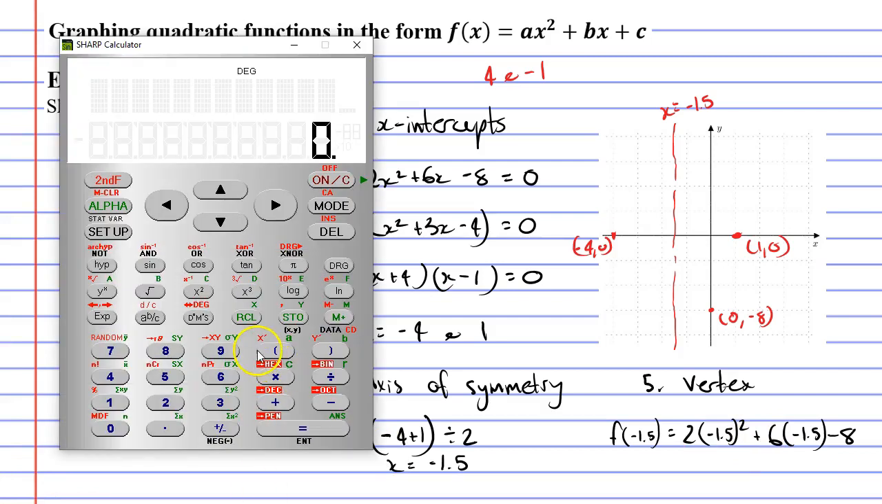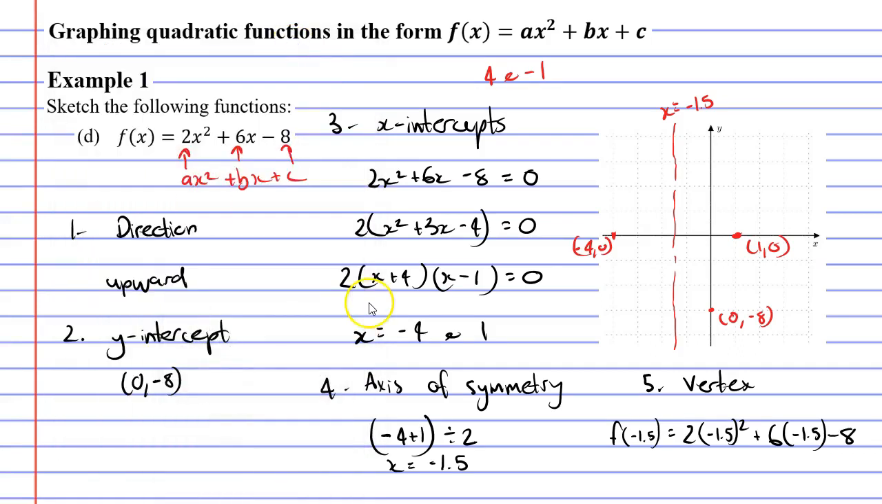Let's work this all out on the calculator. 2 times -1.5 squared plus 6 times -1.5 minus 8 equals, and we get -12.5.